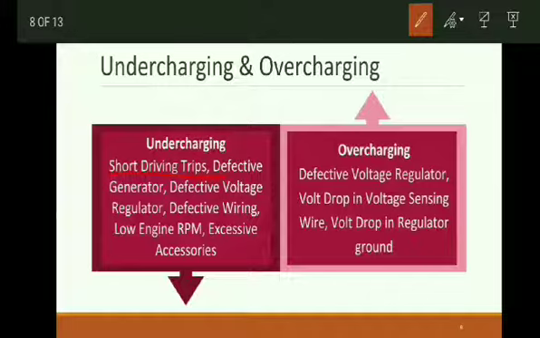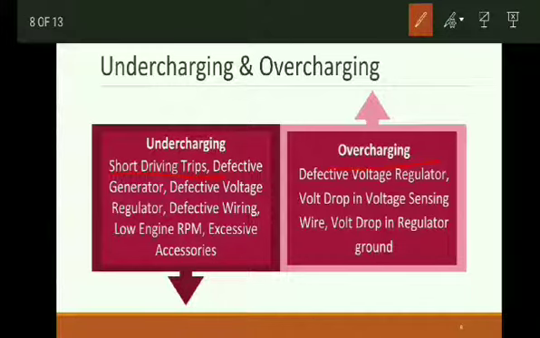So this is undercharging. The generator may be defective, or the voltage regulator is defective and is not sensing the right voltage for the charging. The wiring should have minimum resistance. Low engine RPM and excessive accessory usage also matter, so there is more discharging than charging.